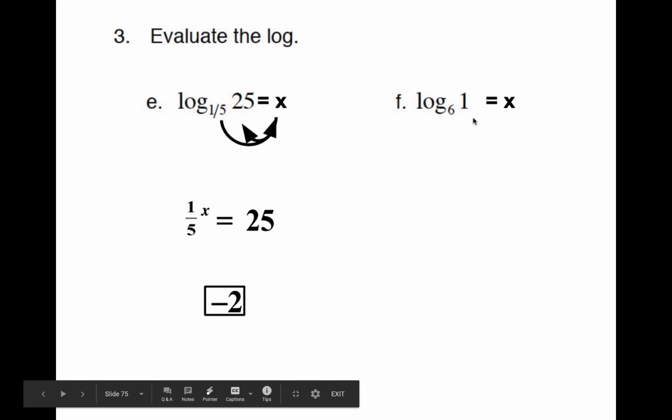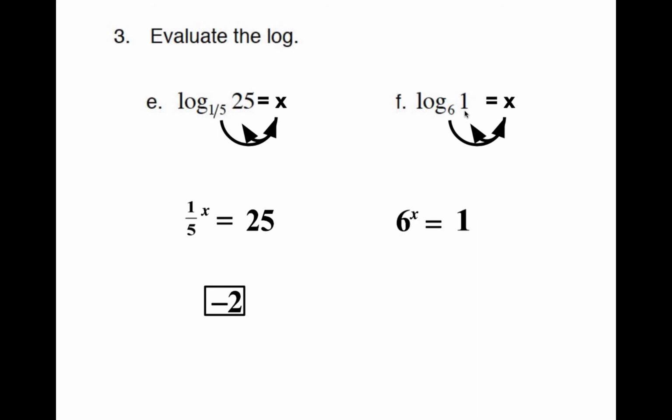For F, put it equal to x. Do the hook. 6 to the x power equals 1. How do you make a number to the value here equal to 1? Well, that would be 0, because any number to the 0 power is 1.